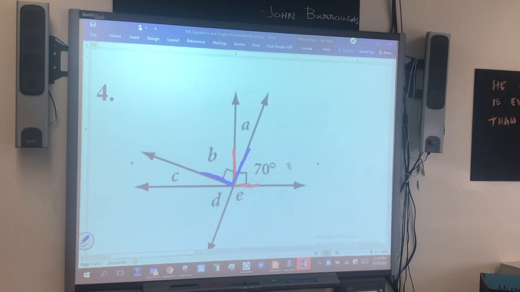If this portion of the red one is 70, what's this little tiny sliver going to be? That's going to be 20, okay? That's the idea of complementary angles, right? If I give you one complement, you can give me the other. So if these blue angles then are complementary, and this one's 20, what's B? 70 as well.